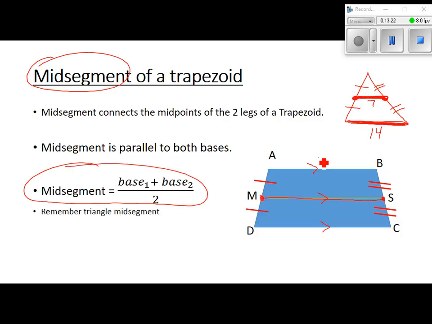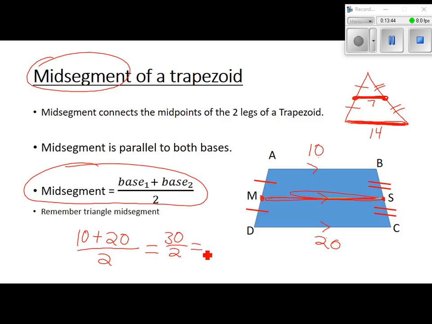We add this base plus this base, divide by 2, and that gives us the length of the mid-segment. So if I told you the top base was 10, the bottom base was 20, you just add those two, 10 plus 20, divide that by 2, you get 30 divided by 2, which is 15. That means the length of that mid-segment right there has to be 15.